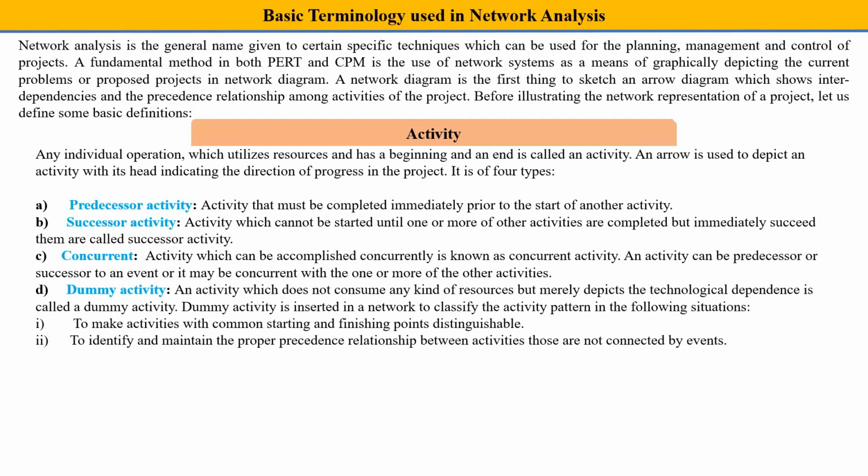Then there is a concurrent activity. An activity which can be accomplished concurrently is known as a concurrent activity. That means it is happening concurrently, one activity with another. An activity can be a predecessor or successor to an event. It may be concurrent with one or more of the others, so it can be with one or more than one.